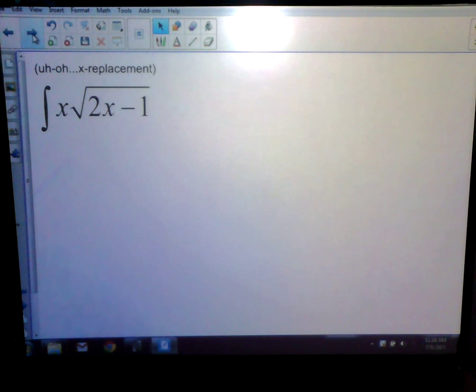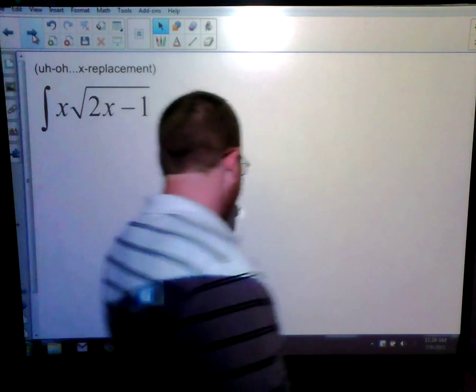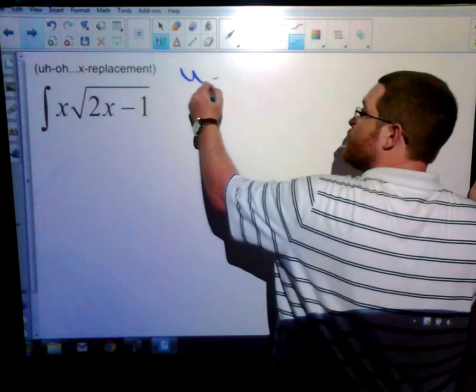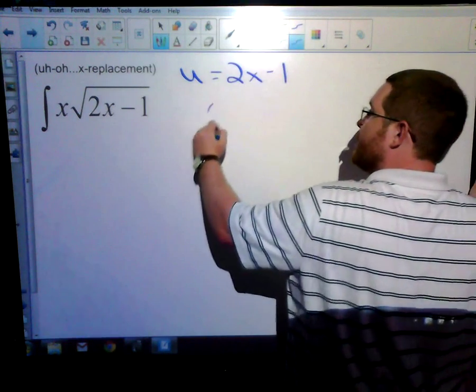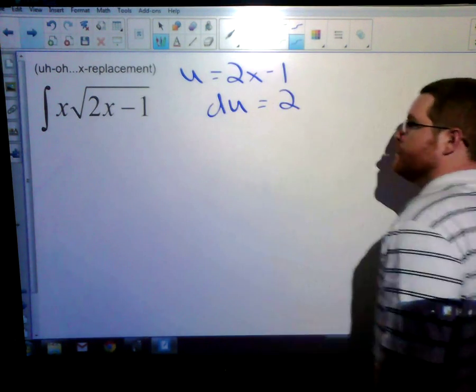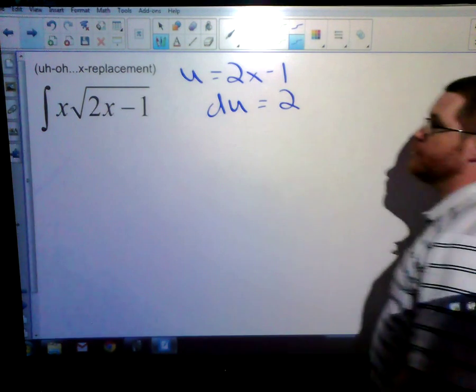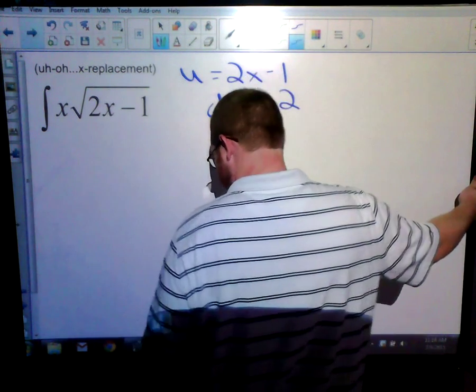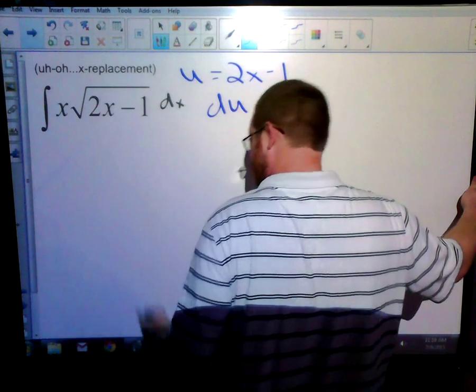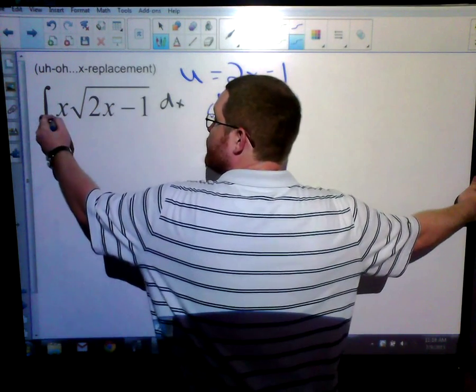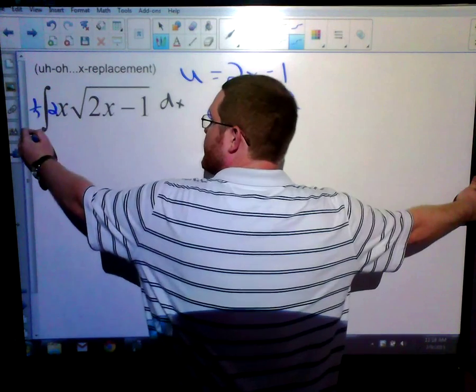Uh-oh. Extra placement. Let's just do what we normally would do. If you call u 2x minus 1, that makes du 2. I can put a 2 in. Sorry, there needs to be a dx in this problem. I can put a 2 in and a 1/2 out here.